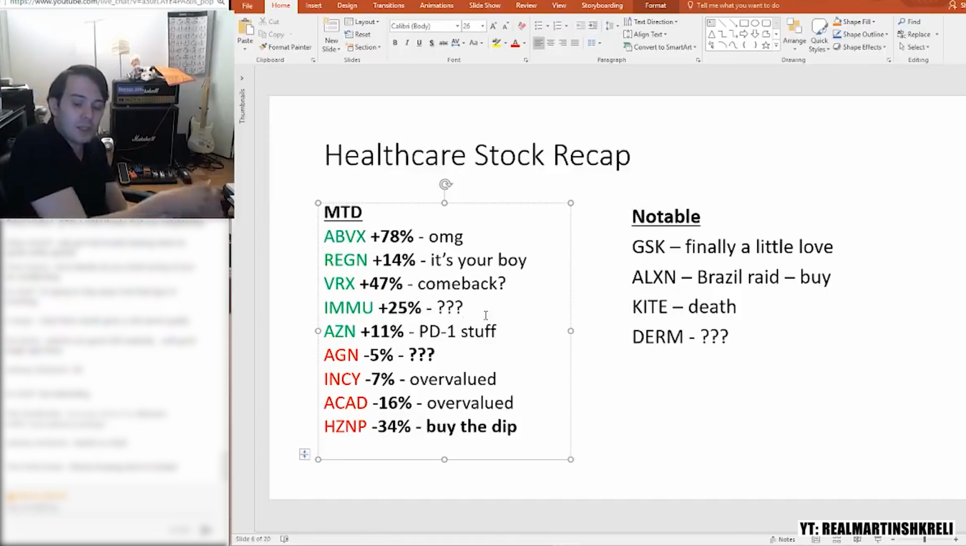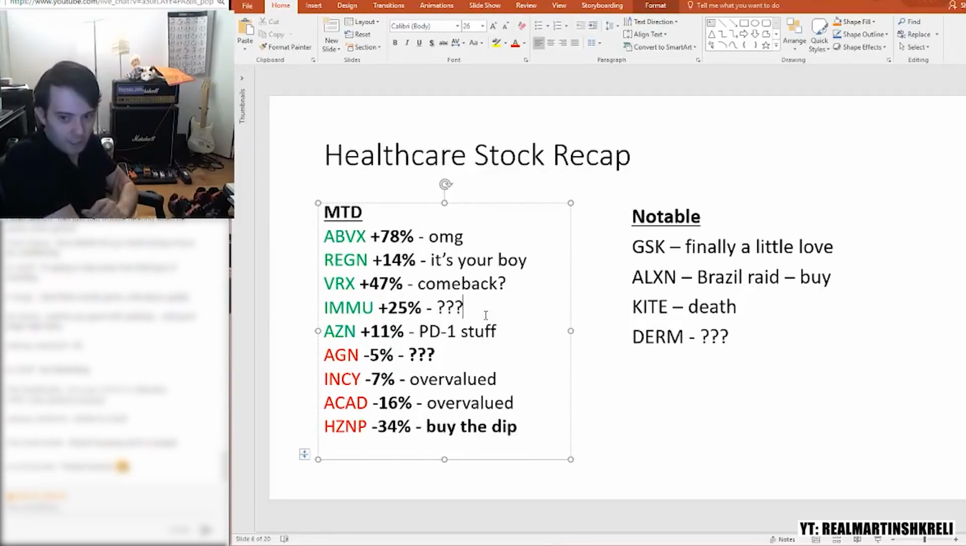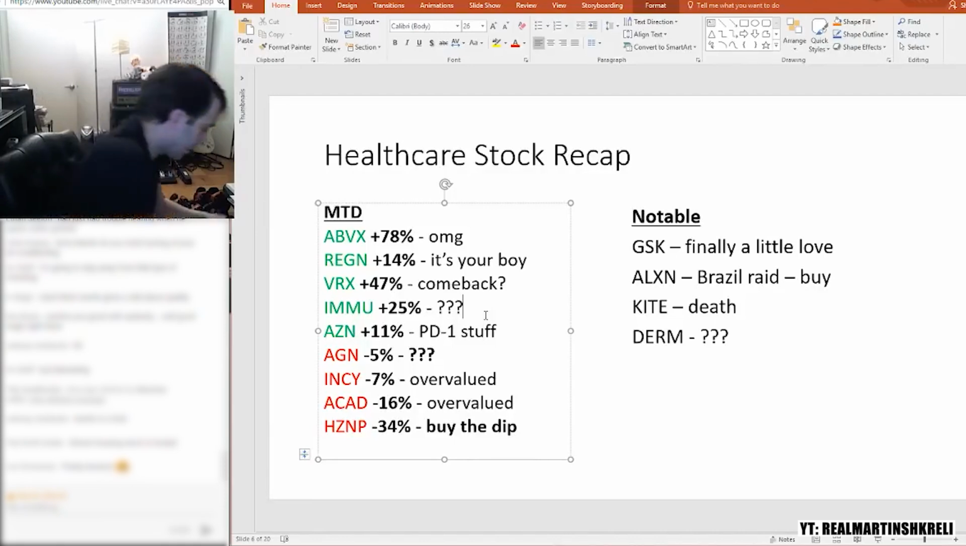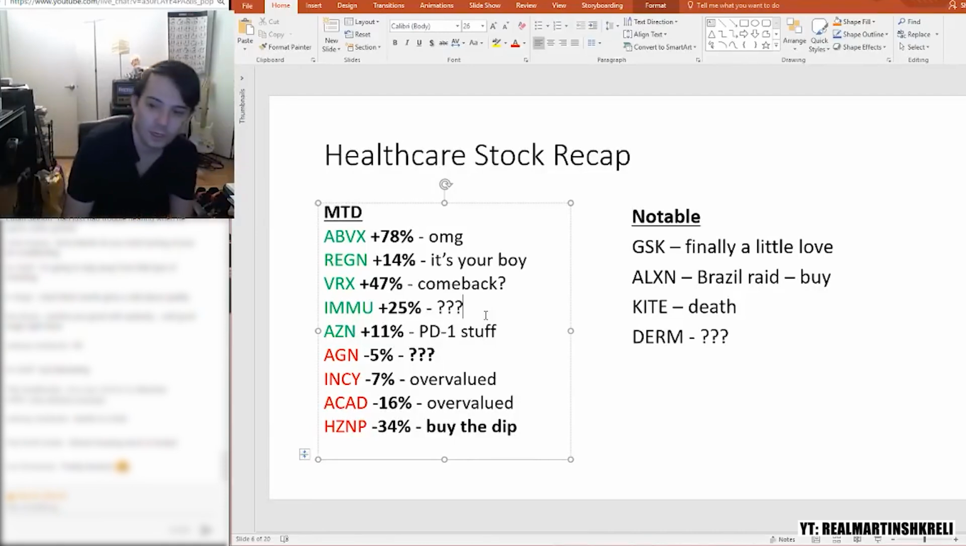Of course, AstraZeneca had some PD-1 news. I'll talk about that in a second. Allergan, I don't know, the quarter was fine, I thought, and the stock dropped. It'll be interesting to see how that plays out. Insight is a stock I'm short, and Acadia is a stock I'm short, and both stocks have dropped dramatically, which is nice. Horizon is a stock I didn't have a position in, and I noticed they had a really bad quarter, and I'll talk about that in a second, but I actually think it's worth buying here for maybe a bounce or whatever. GSK rose quite a bit last week.